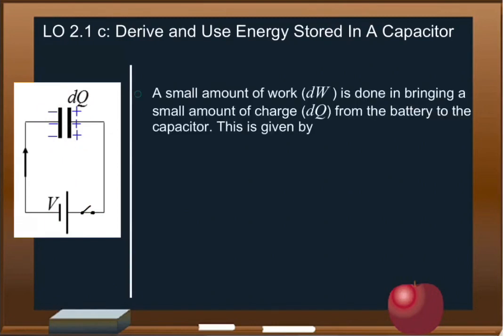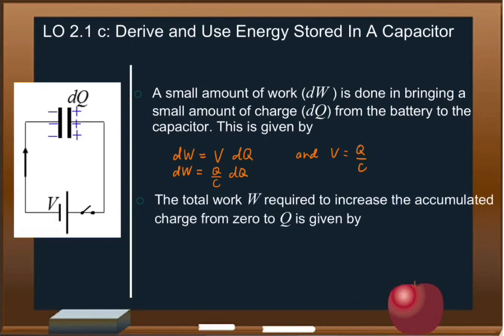So a small amount of work dW is done in bringing a small amount of charge dQ from the battery to the capacitor. So basically, work is done to bring charge from battery to capacitor. And this is given by dW is equal to V dQ, where V is equal to Q over C. And you can substitute V into the equation to get dW is equal to Q over C dQ.